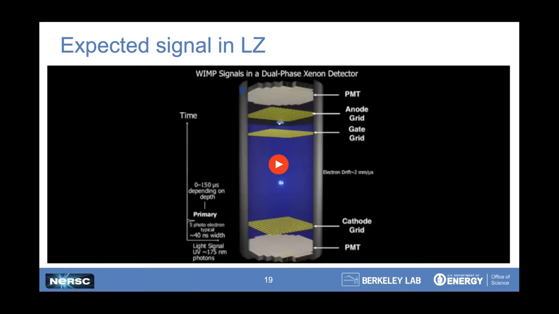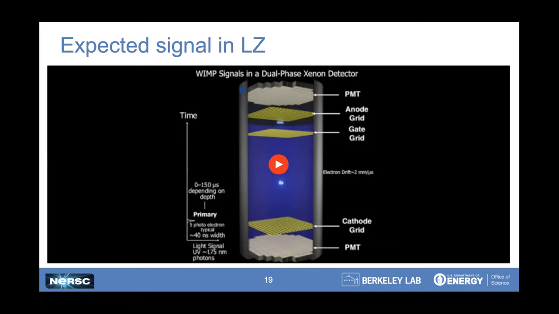But when the electrons arrive on the anode grid, they will be amplified by a higher electric field, and then they will emit a lot of light, and this light will be detected on the PMTs. So we are going to have a first signal, that is the signal that we're going to call S1, and then S2 later on, that is going to be this ionization signal, let's say. Based on its position and the different light observed on the different PMTs, we are going to be able to reconstruct also the position in the XY plane of the events. And thanks to the drift time, because we know the electron drift velocity here, we can reconstruct the Z position.